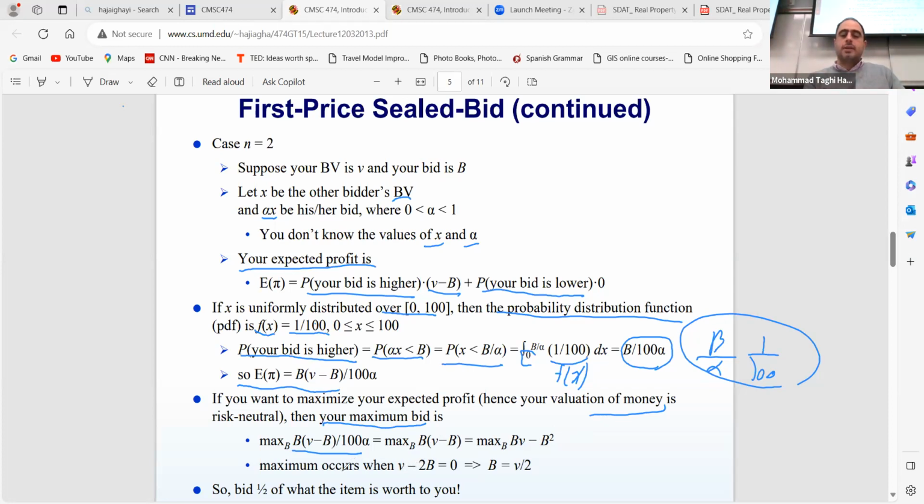If you do that, when V minus 2B is equal to 0, as I mentioned, you will get the same thing there as well. Actually, you need to take the differentiation. That's the standard way to do that. And if you do that, it's simple math: B equals V over 2.